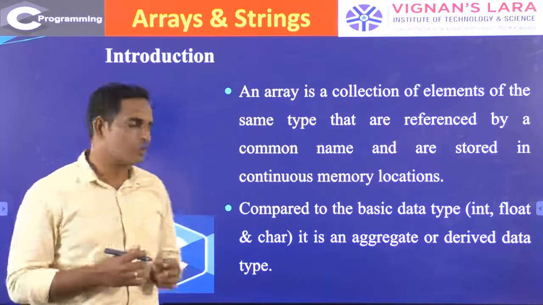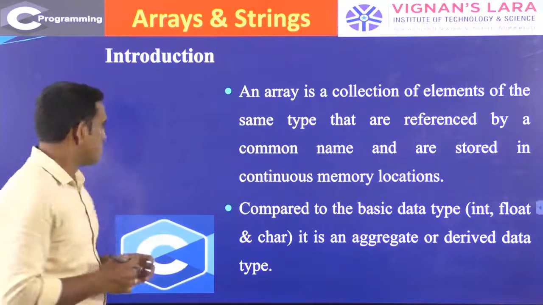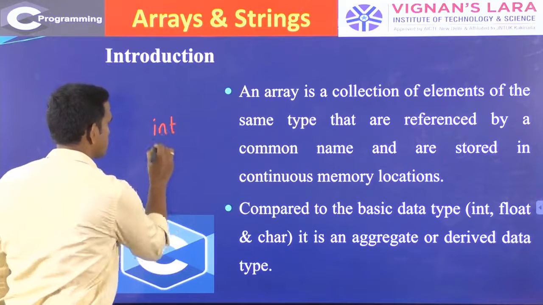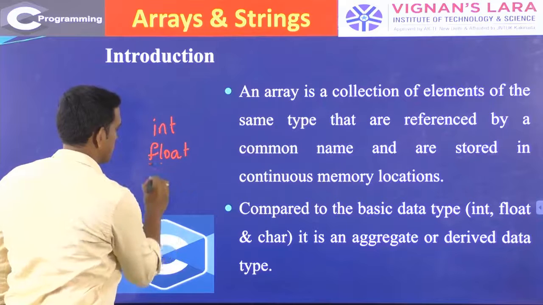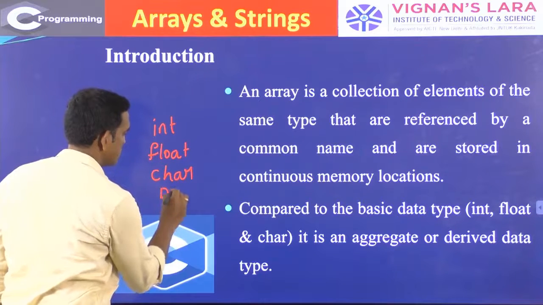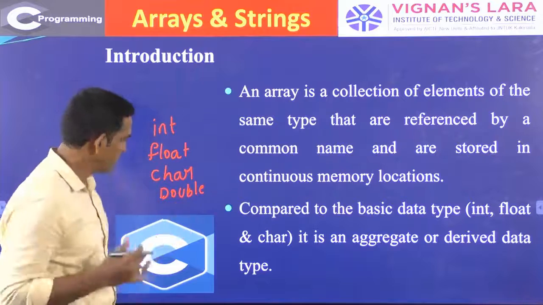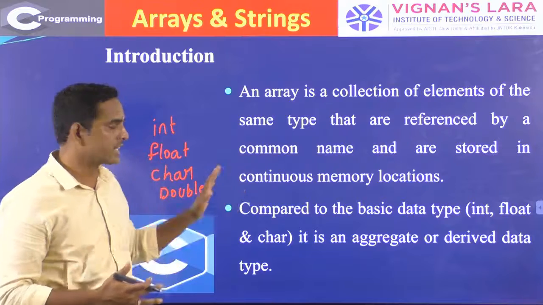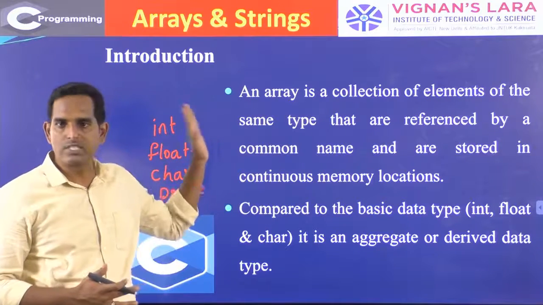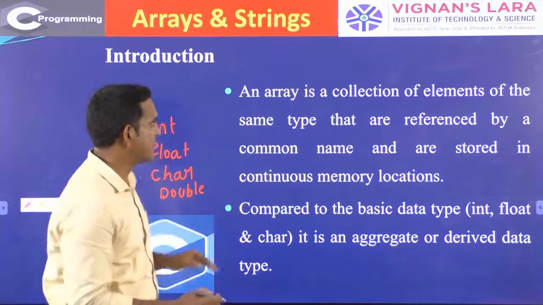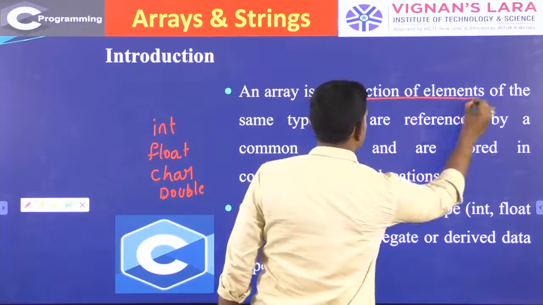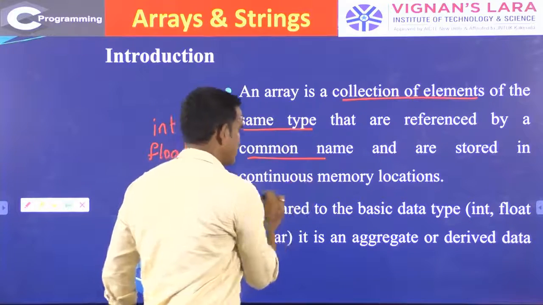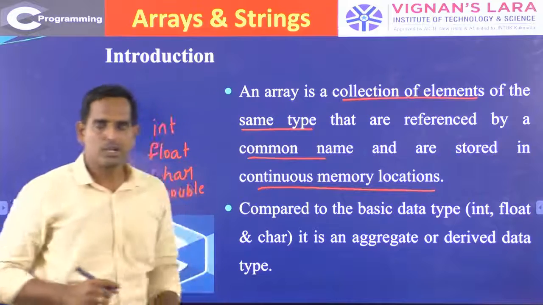So first we will be looking about what is an array. So far we have seen all the fundamental data types like your int, float, char, double. So you should have learned about the various data types, that is, you will be having your fundamental data types and derived data types. One such derived data type is your array. So first we will be looking about what is an array. An array is a collection of elements, and they are of the same type, that are referred to by a common name, and they will be stored in continuous memory locations.